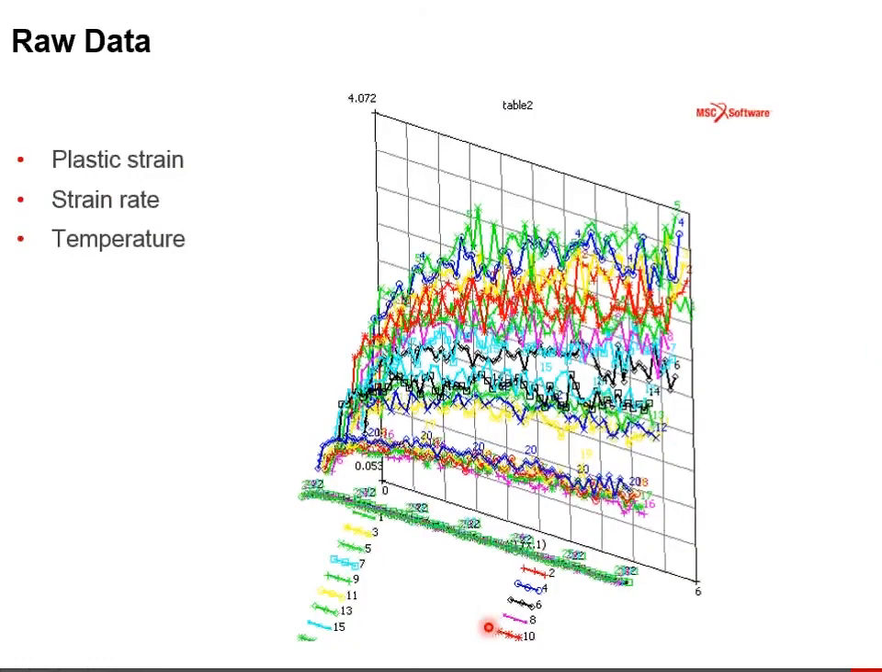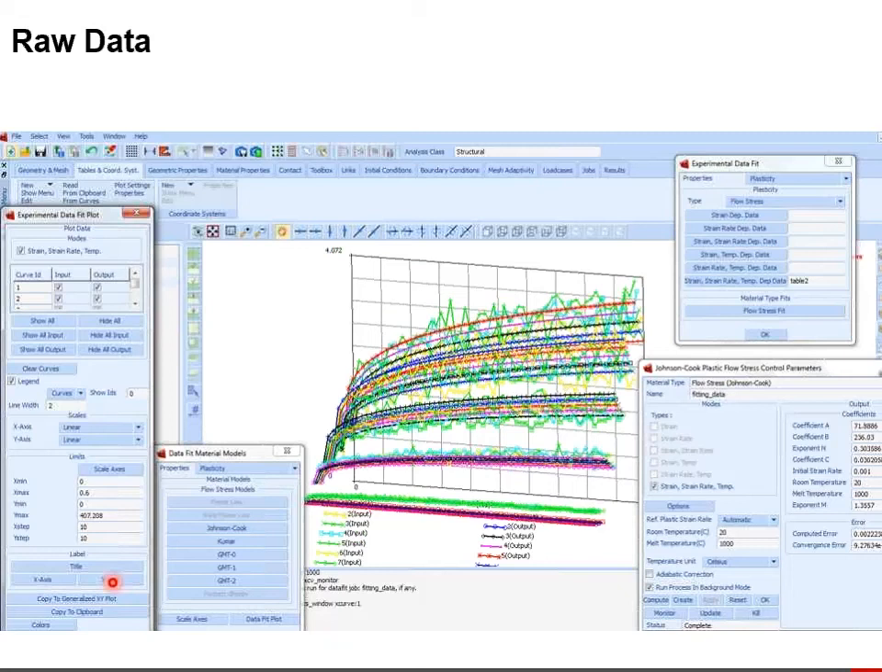And as I mentioned, we can do this with a large amount of input. And here we see more typical type of data. It's not smooth, what comes out of your test equipment, but it has plastic strain, strain rate, and temperature. And again, we are doing this. This time we're using the Johnson-Cook model, which is often very appropriate for high temperature applications. And we have a whole stream of data.